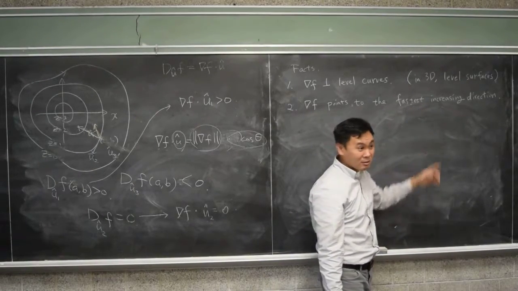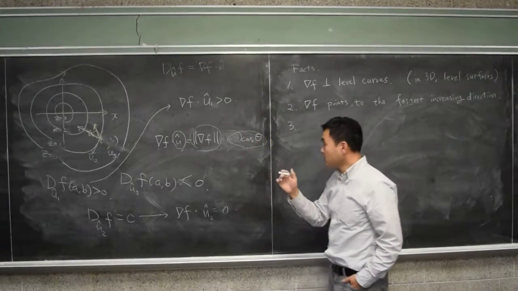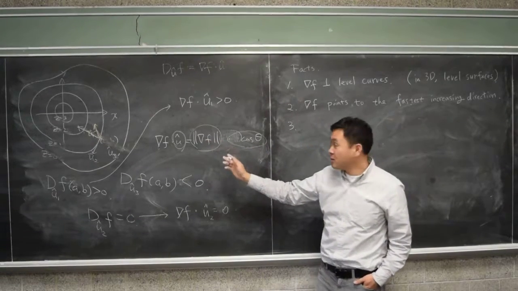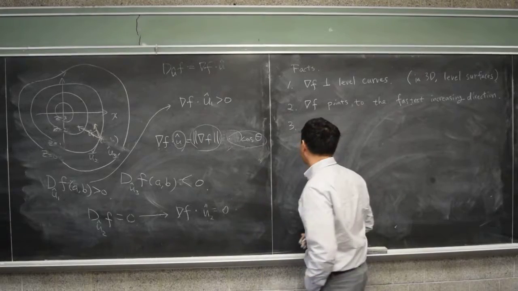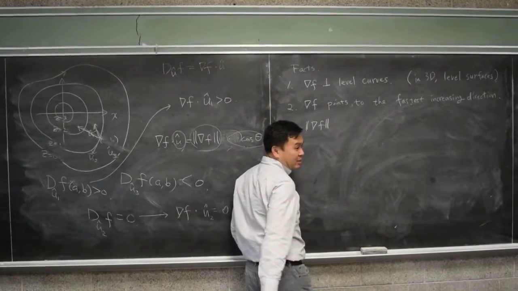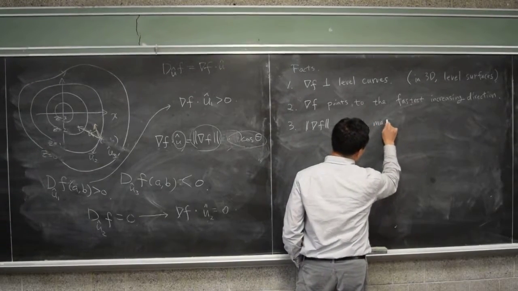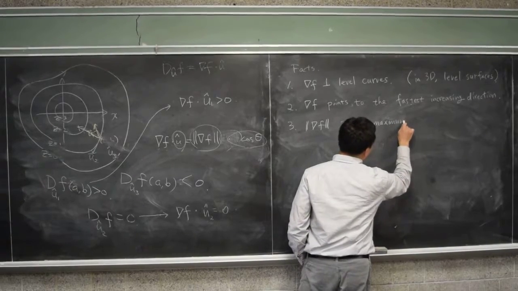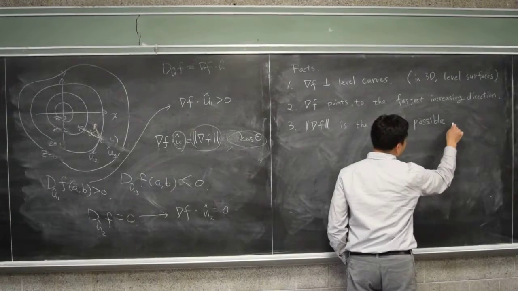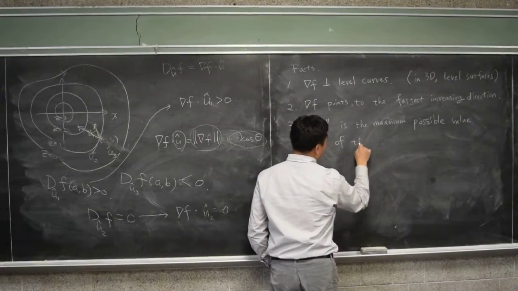That's the first argument. And then third, the maximum value the directional derivative can have is the norm of the gradient. So the norm of the gradient is the maximum possible value of the directional derivative.